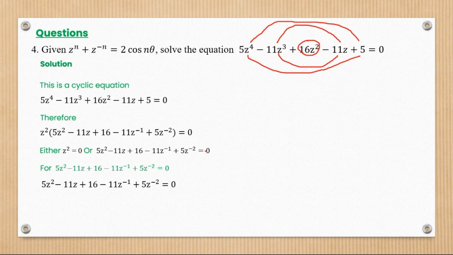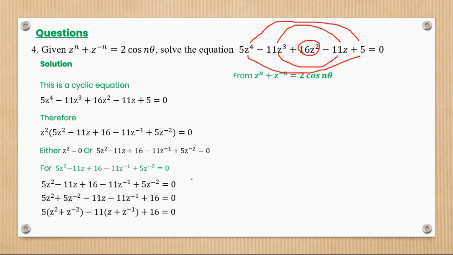Now we're going to group different terms. We're going to group the terms with powers of 2, and group terms with powers of 1, and then separate the 16 and bring it to the far right side. Now we're going to apply the knowledge that we've been using. So this is what we have. We know that z^n plus z^(-n) is equal to 2 cos n theta, which is what we were given. We can see that we can apply that knowledge. These become 2 cos 2 theta, and these become 2 cos theta, and that's what we end up having.